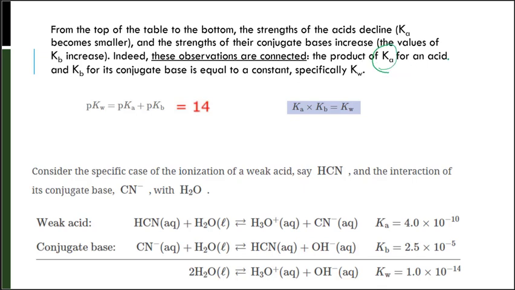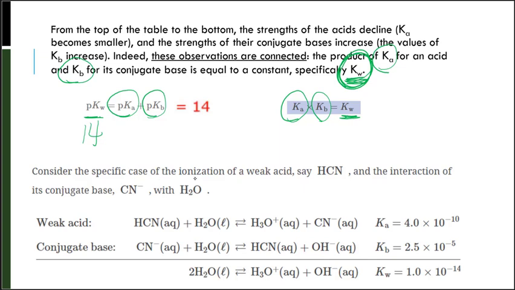The product of the Ka for an acid and the Kb for its conjugate base will be equal to Kw. We know Kw is that 1 times 10 to the negative 14. If I take the negative log of 1 times 10 to the negative 14th, if I found pKw, that's 14. 14 is equal to the pKa plus the pKb. I can also say that the Ka times the Kb is equal to 1 times 10 to the negative 14.